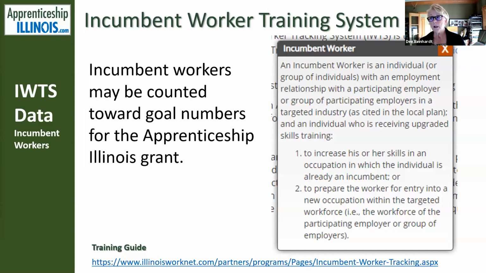So an incumbent worker is an individual or group of individuals with an employment relationship with a participating employer or group of employers in a targeted industry. The individual is receiving upgraded skills training to increase his or her skills or to prepare the worker for entry into a new occupation within the targeted workforce. That's a lot of words, but basically we're trying to improve that incumbent worker's outlook for their job in this particular industry.